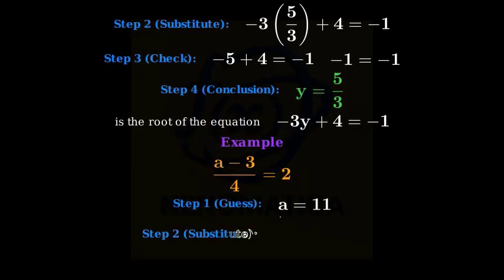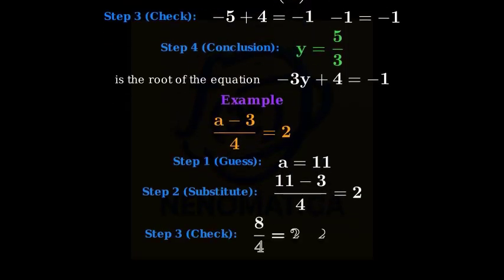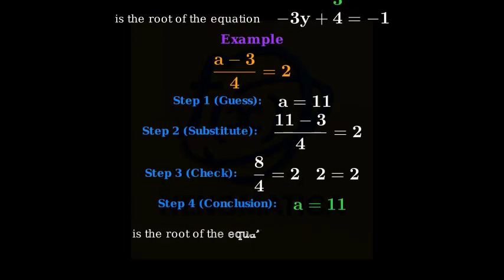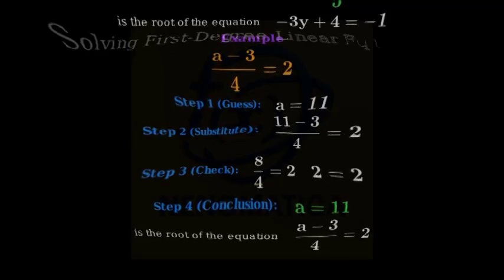This gives us 11 minus 3 over 4 equals 2. Simplifying, we get 8 over 4 equals 2, which is 2 equals 2. Since both sides are equal, our guess a equals 11 is correct. Therefore, a equals 11 is the root of the equation a minus 3 over 4 equals 2.